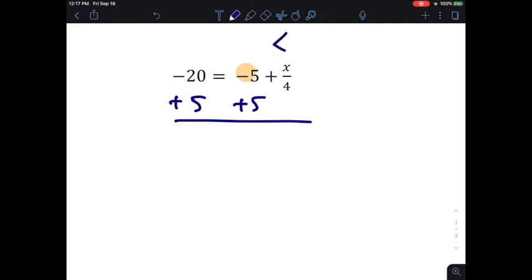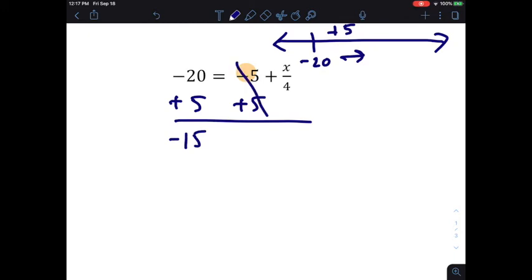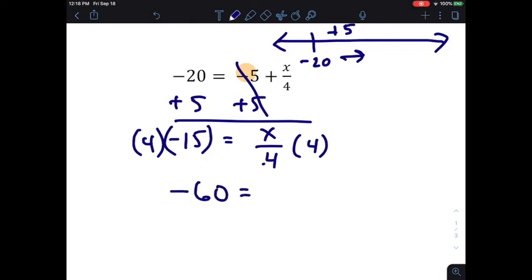Here, I'll draw a little number line up here. So if we're at negative 20, we're going to add 5 to it. So that means we're going this way. So that means we're going to be at negative 15. So those 5's cancel each other out, and we have the x over 4. Then I see division, so I'm going to multiply. Put parentheses around that one too. So 4 times negative 15 is negative 60. And those 4's cancel each other out, so we have x equals negative 60.